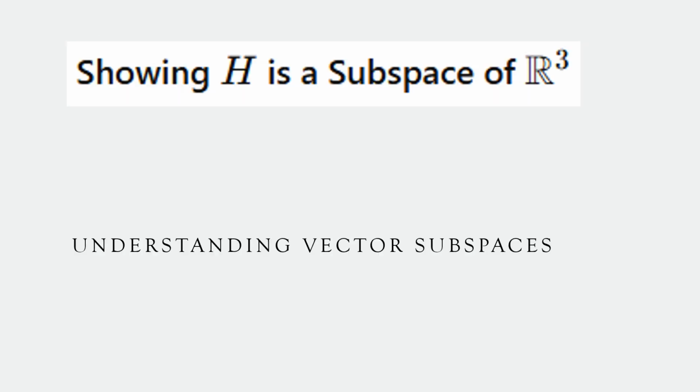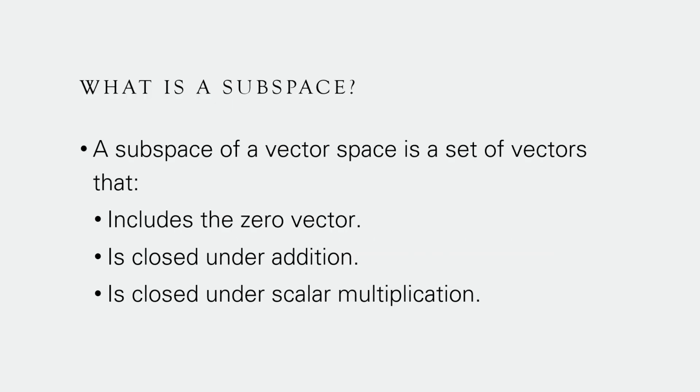Starting off, we need to show that H is a subspace of R cubed. To begin with, we'll need to understand vector subspaces. So what is a subspace? A subspace of a vector space is a set of vectors that includes the zero vector, is closed under addition, and is closed under scalar multiplication.